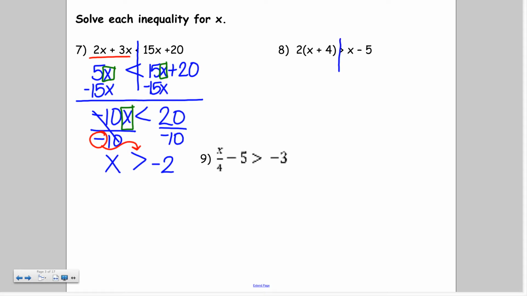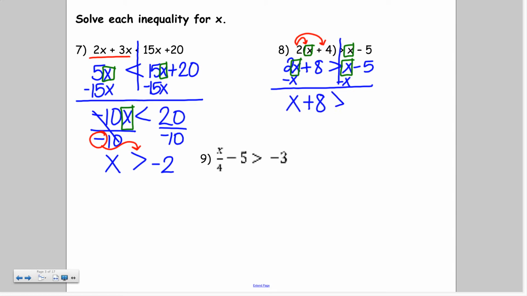Number 8. I'm wanting to get x by itself, but I've got several things going on. So on the left side, I need to distribute the 2 to everything that's in parentheses. So I get 2x plus 8 is greater than x minus 5. Now I still need to get x by itself, so I'm going to have to combine some things. So I'm going to subtract x from both sides. 2 minus 1 is x, and that's plus 8. It's going to be greater than negative 5.